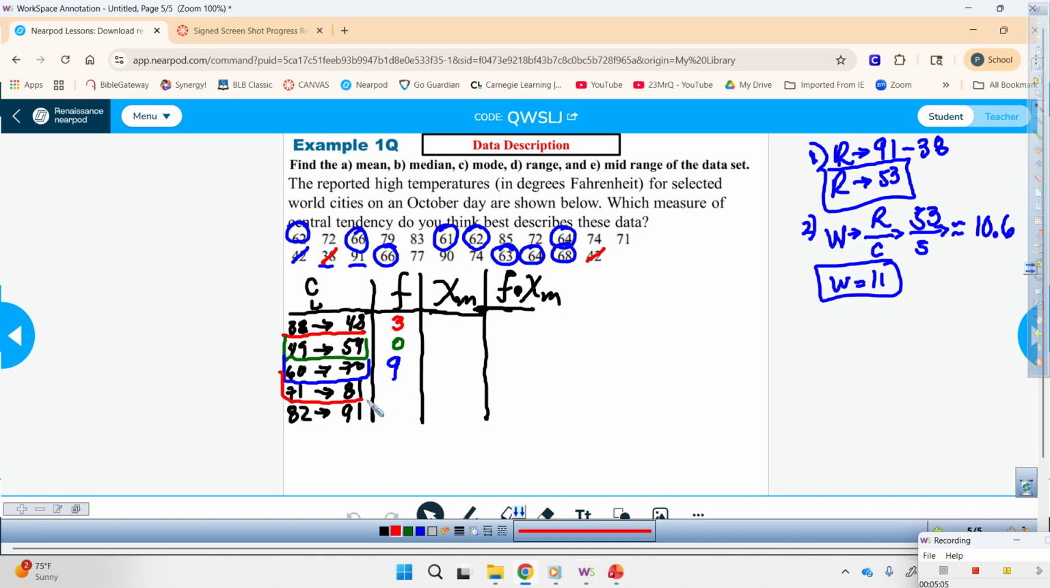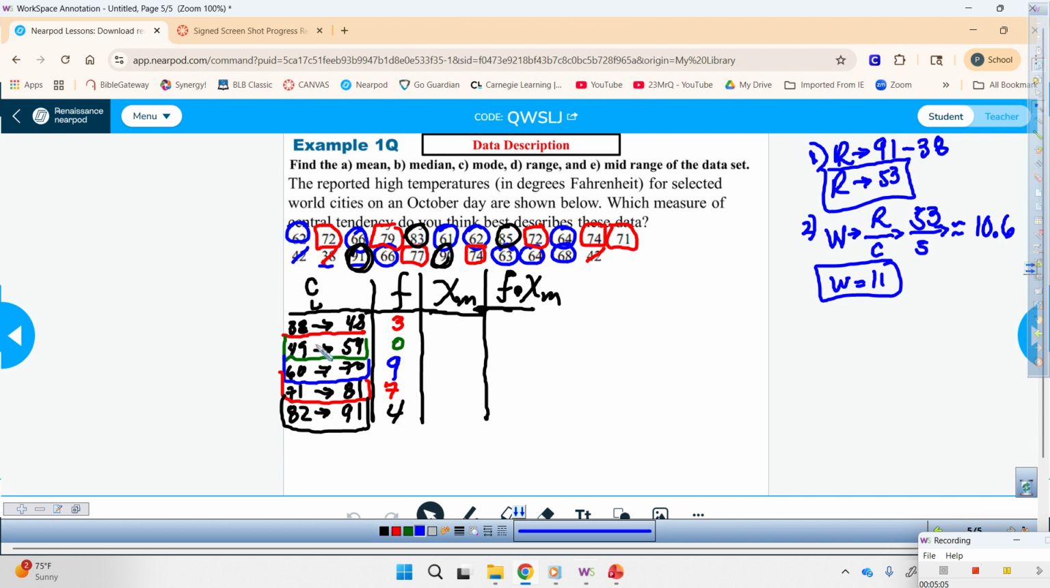71 to 81. Let's see. We got 1, 2, 3, 4, 5, 6, 7. And last but not least, 82 to 91. We got 1, 2, 3, 4. That's it, right? Yeah. All right.